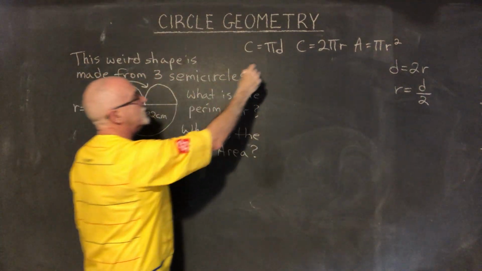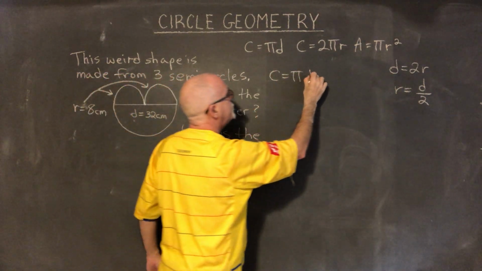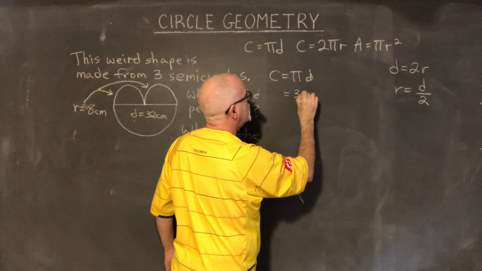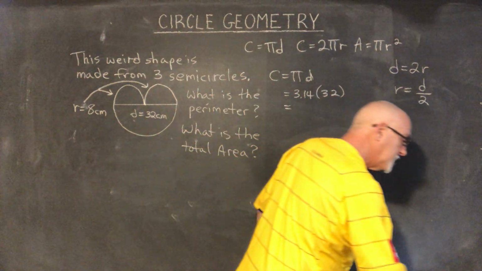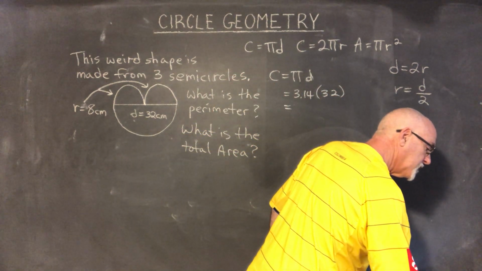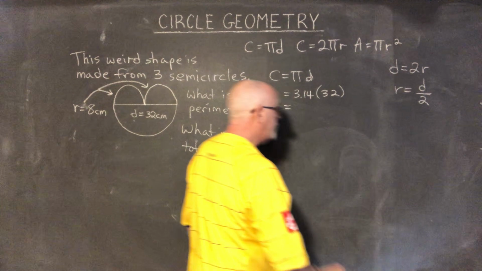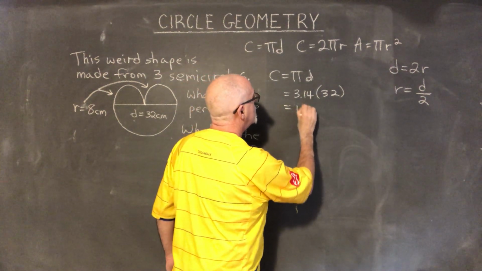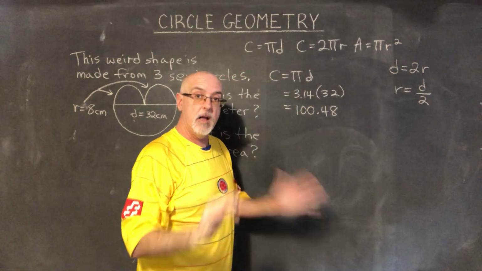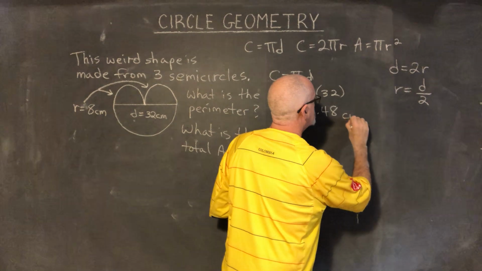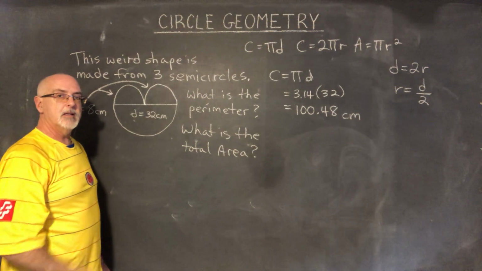This is a diameter, so I'm going to use C equals pi D for the large semicircle. Equals 3.14 times 32 equals, maybe I should just calculate it. It's 100.48. Yes, 100.48, and it was centimeters, and circumference is still centimeters, not square centimeters. So it's 100.48 centimeters. But that's the circumference of the circle that this semicircle is half of.